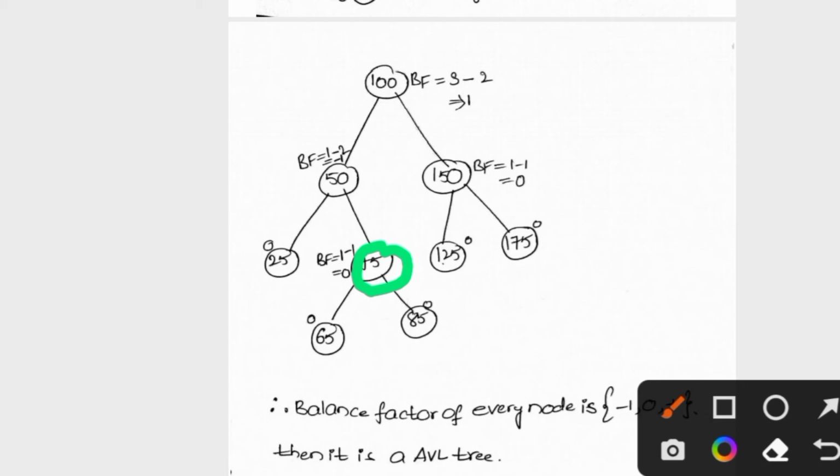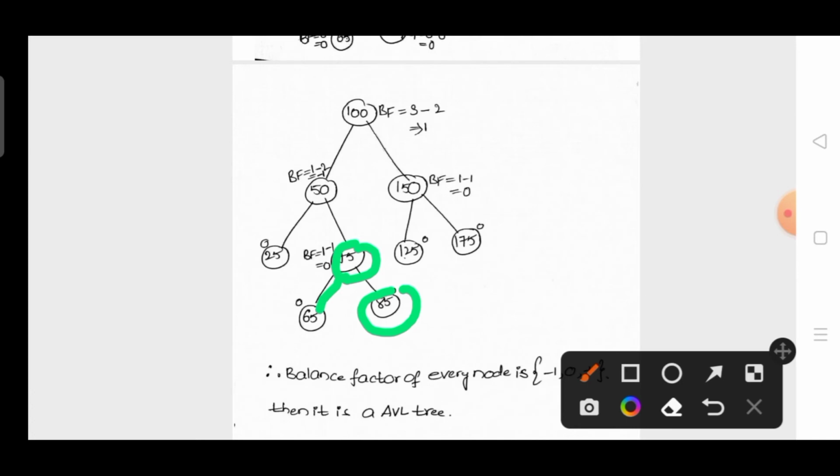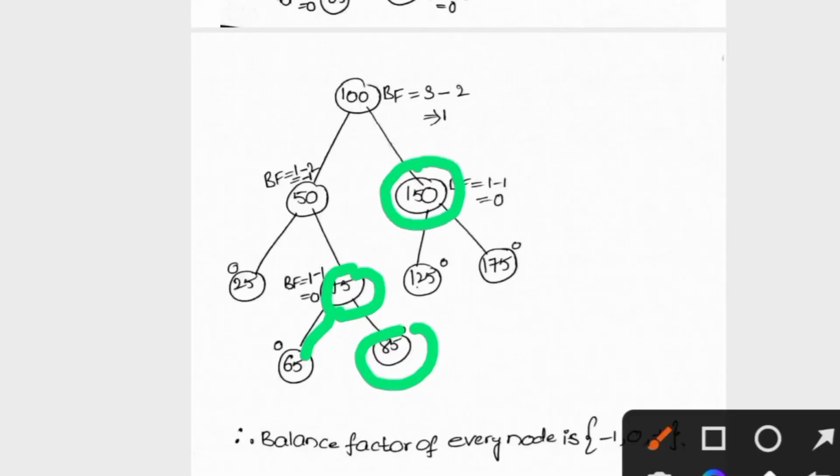So BF is equal to, here there is one child on the left side, so we take the height of the left subtree as 1, minus, and it has a right child also, so the height of the right subtree is 1, because one node is there. The balance factor is 1 minus 1, equal to 0. Next we are going to calculate the balance factor for the 150 node. 150 has two children, left and right: right is 175 and left is 125.